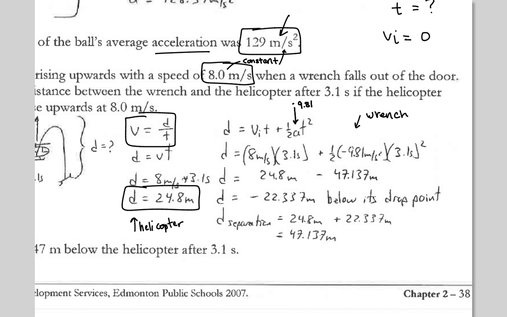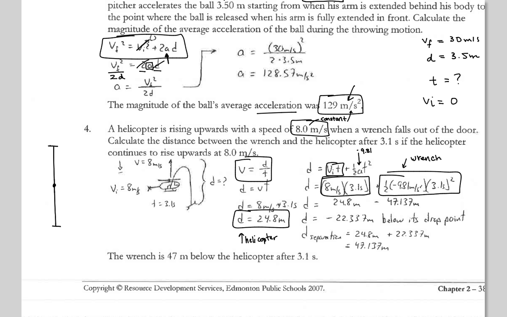Okay, so you have your v_i t, that's right here, and then you have this half a t squared, which is here. The negative is crucial. So you're solving for this displacement, and when you finish off the calculations, you have this 24, negative 47, it ends up being negative 22. What does that mean? So again, one-dimensional kinematics with a zero reference point. Here's zero. This is where the wrench fell out, okay? It went up for a bit, and then it started to fall. And after 3.1 seconds, it ended up at negative 22.337.